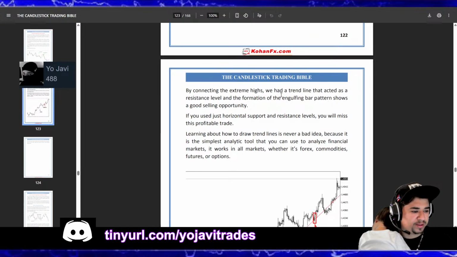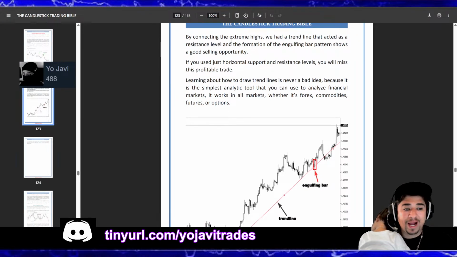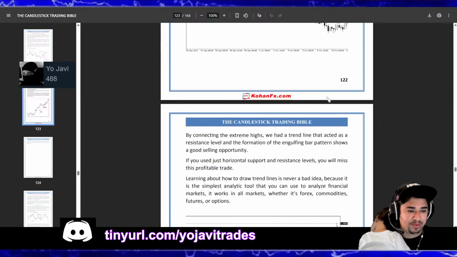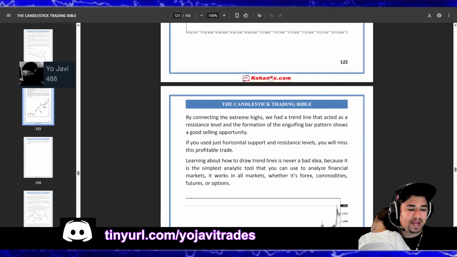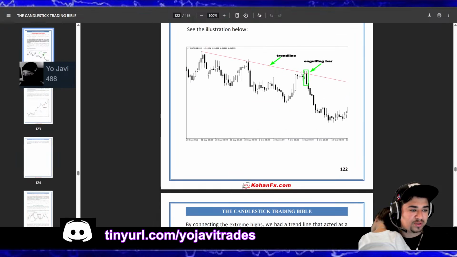Let's continue here. By connecting the extreme highs, we had a trend line that acted as a resistance level. So by connecting all of these swing highs, we had a resistance level, and the formation of the engulfing bar pattern shows a good selling opportunity. We got this engulfing bar, right? And that's a great selling opportunity.